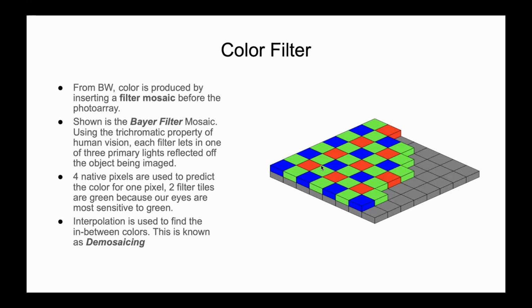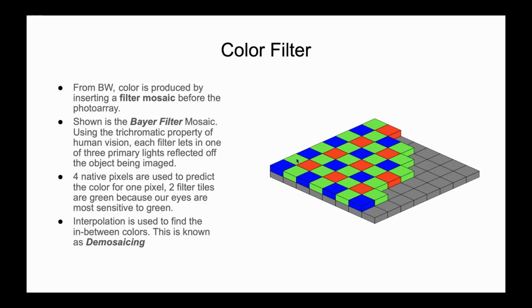Color cameras exploit the trichromaticity of human vision. Trichromaticity means we only need 3 colors, 3 lights combined in different proportions, different intensities, to reproduce the colors that we see. And so these primary lights would be red, green, and blue. If we combine these primary lights in different proportions, we can reproduce the colors. See, only 3 lights in different proportions.